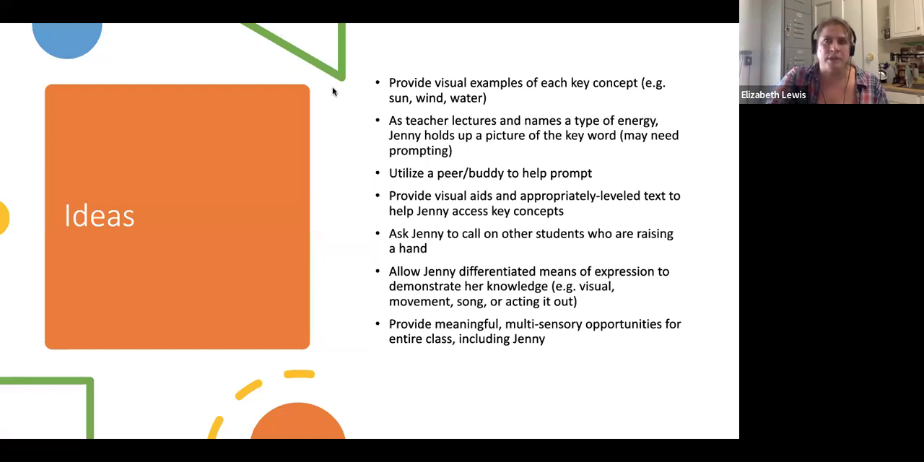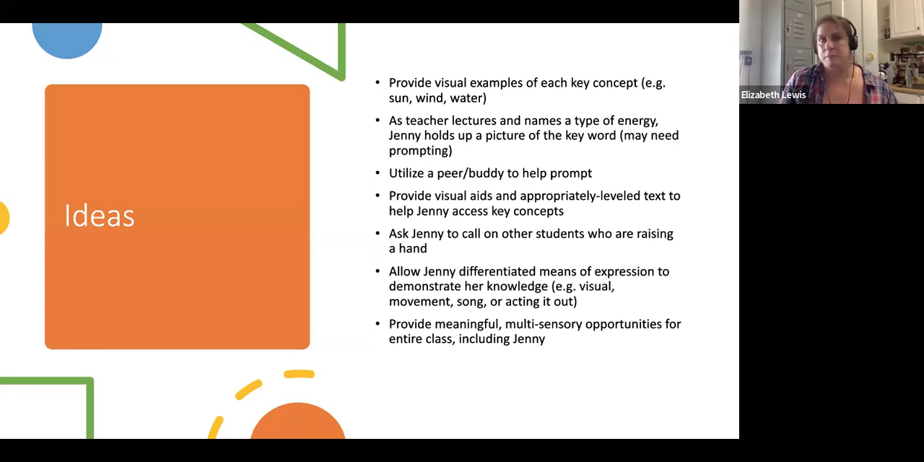So we can provide visual examples of each key concept: sun, wind, and water. So she has those visuals available. As the teacher lectures and names a type of energy, Jenny could hold up a picture of the key word. And that may require some prompting, but that's showing that she is engaged, that she's listening, and that she's identifying, that's part of her IEP goal. She's identifying that key word through a picture or a label, and she's showing her teacher that she's there and engaged in the lesson. You can utilize a peer or buddy to help prompt.